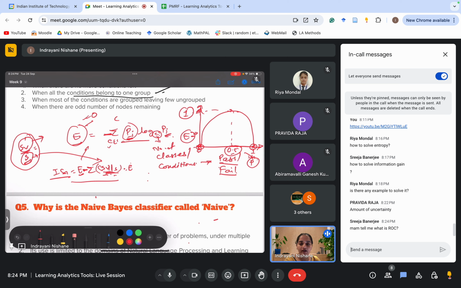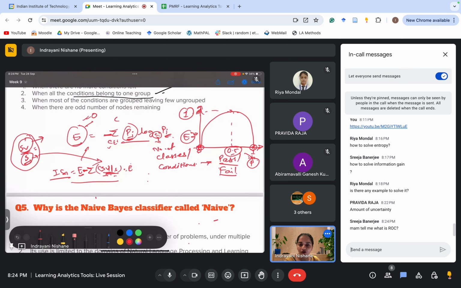ROC we have already covered, I think in week 3 or week 4. I don't remember exactly which week. You can go back and check the content of that week to understand what the ROC curve is. Because to explain ROC again, we'll have to start with precision and accuracy. That will take too much time, that itself will require more than half an hour.